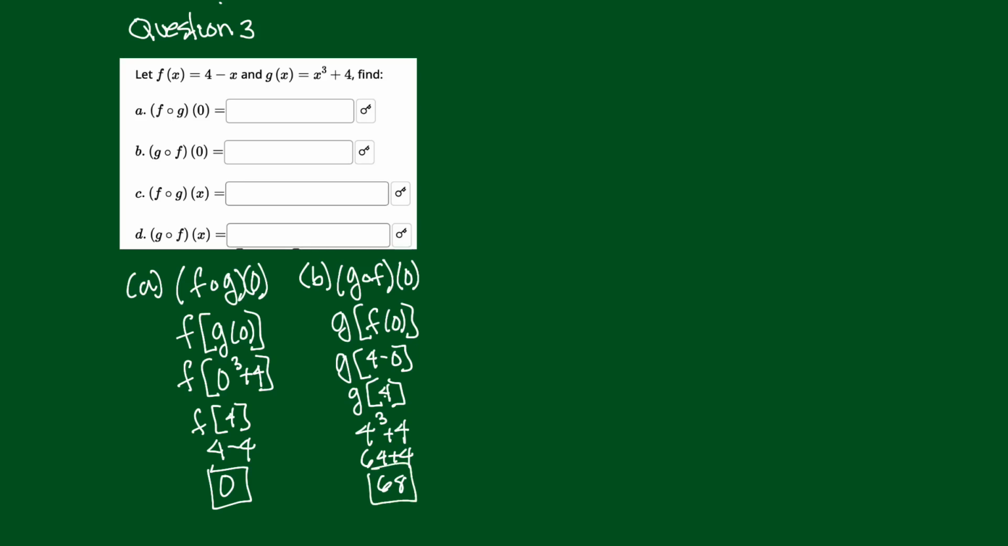Now, you can see that these two numbers are not equal. So what that tells us is that this f circle g is not the same as g circle f.